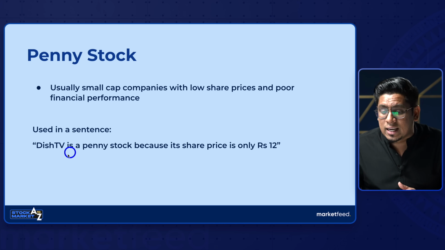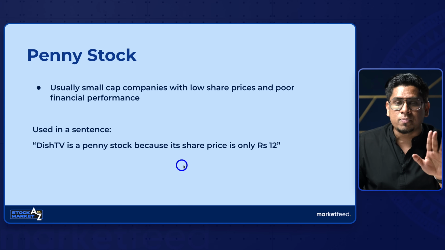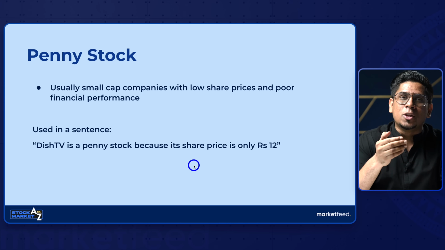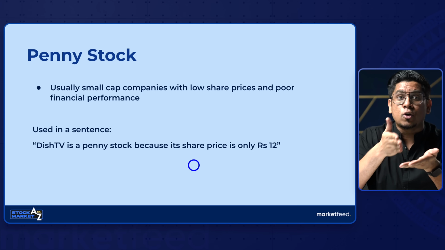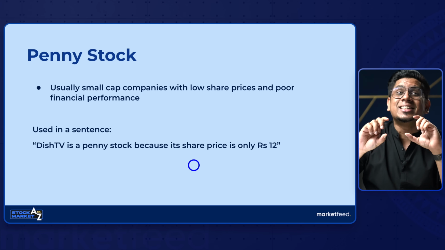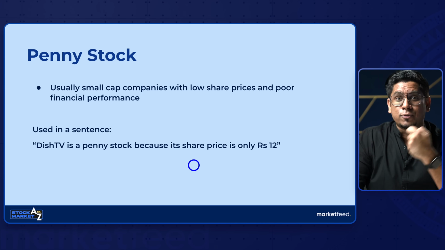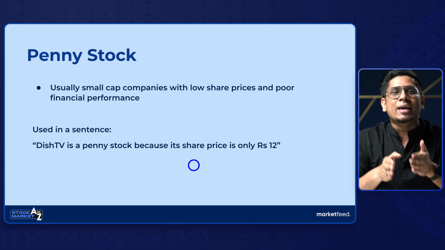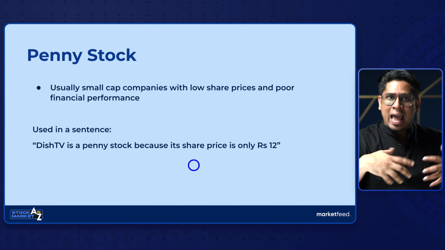Anyways, used in a sentence: Dish TV is a penny stock because its share price is only 12 rupees. Now again, one word of caution here is, I've seen a lot of beginners coming into the market and putting their money into penny stocks because they feel that when buying a penny stock for 2 rupees, the chances for it to move from 2 to 4 rupees, that is the chances of doubling the share price, is much higher. And I also feel that beginners feel that when they are buying a share at a price of just 2 rupees, even if they have 20,000 rupees, they are basically buying 10,000 quantities and they feel good.